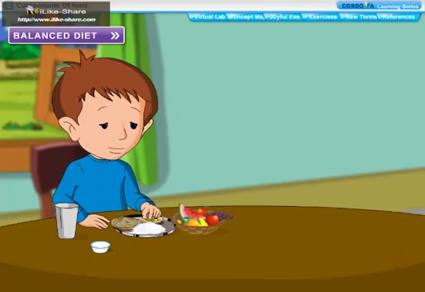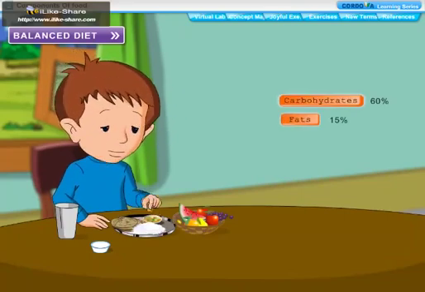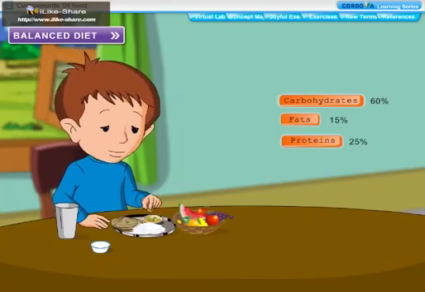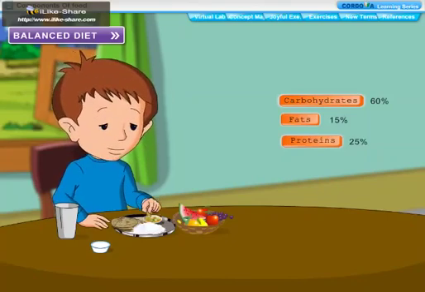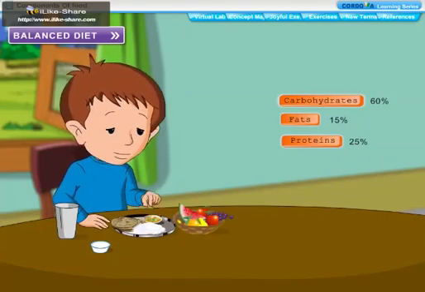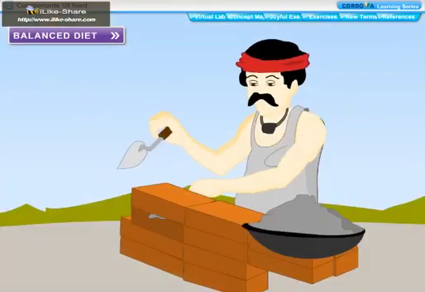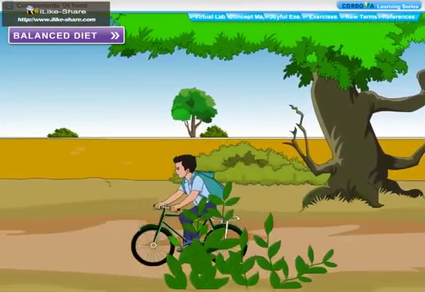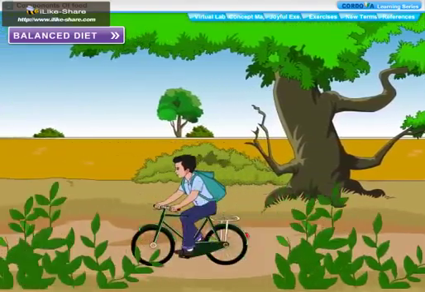A typical balanced diet should contain carbohydrates 60%, fats 15%, proteins 25%. The composition of a balanced diet depends on sex and age of the person, occupation, type of work done, special needs during pregnancy. For example, a man doing hard physical work like a laborer, an athlete, a rickshaw puller needs more carbohydrates to obtain more energy required for doing hard physical work.